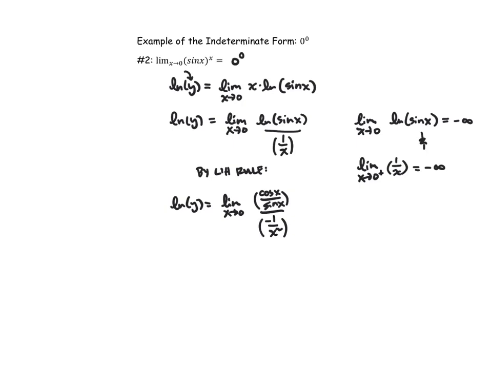All right, so I've got this thing. Now I can do some manipulation with this. What I would do is probably multiply by the reciprocal of the denominator. So the natural log of y is equal to the limit as x approaches 0 of, and I'm going to split this up a little bit, cosine of x over sine of x times negative x times x. And the reason why I'm doing that, you'll see why here in just a second, is because I'm noticing something that I might be able to use here.